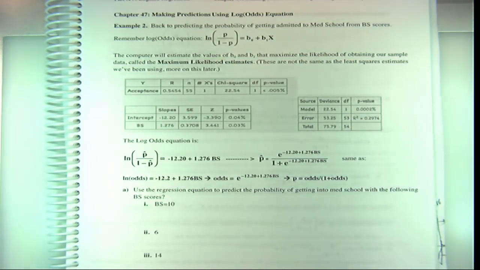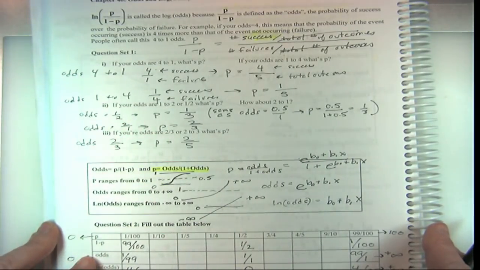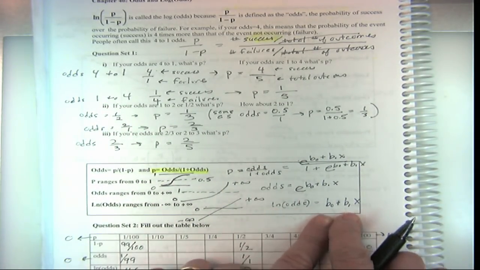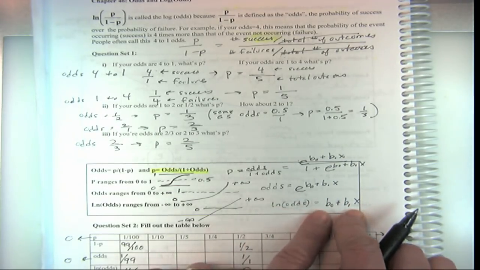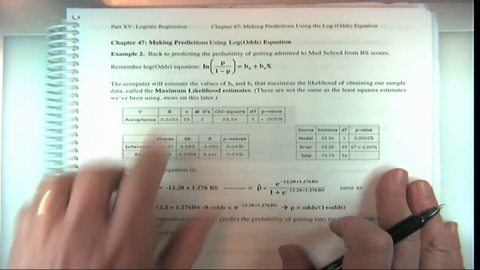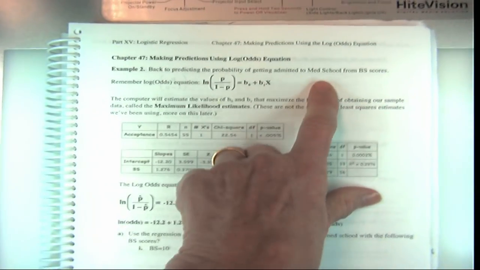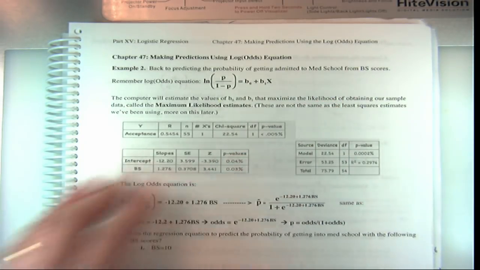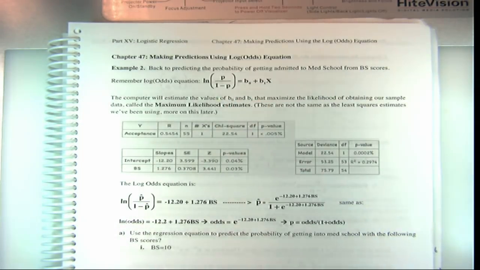Now, let's make these predictions. We're going to make predictions for the probability, but we're going to start off with the computer giving us this equation. And then from this equation, we'll compute probabilities. All right, predictive probabilities. So back to predicting the probability of getting into med school. So now we're not going to do it by least squares equation. We're going to do it by this log odds equation here.